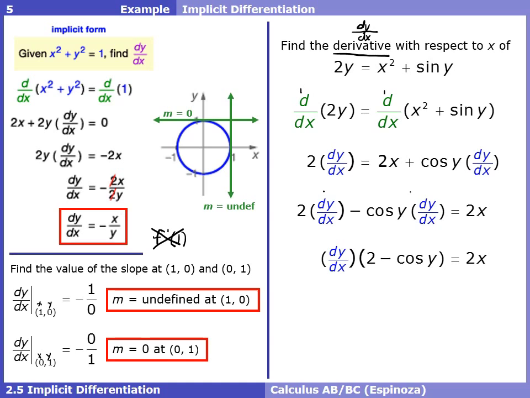Now that we've factored out a dy dx, we're left with a multiplication, and of course, the only way to undo that multiplication is to divide. Since we're solving for dy dx, we'll take 2x and divide it by 2 minus cosine y. That's our slope machine. That's what we could use to find the slope at any point if we wanted to.